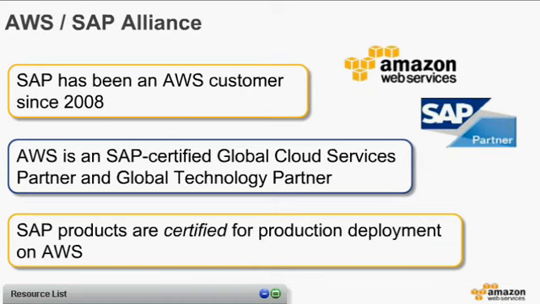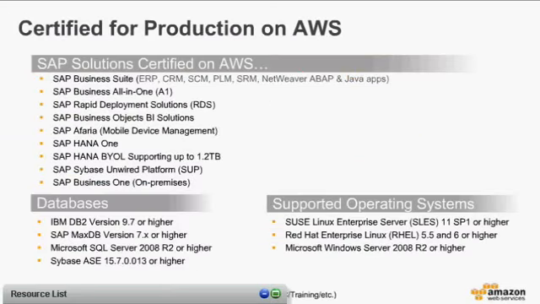We are a global technology partner. There's only about 30 of those with SAP, so it gives us unprecedented abilities to work with the SAP engineering team and with the executive team in terms of our strong partnership. And we have numerous products that are certified by SAP to run on our cloud. When you look at the products that are certified, you can read them off here. They range from the core ERP products, Business Suite, Business All-in-One, the rapid deployment solutions, Business Objects, SAP HANA.